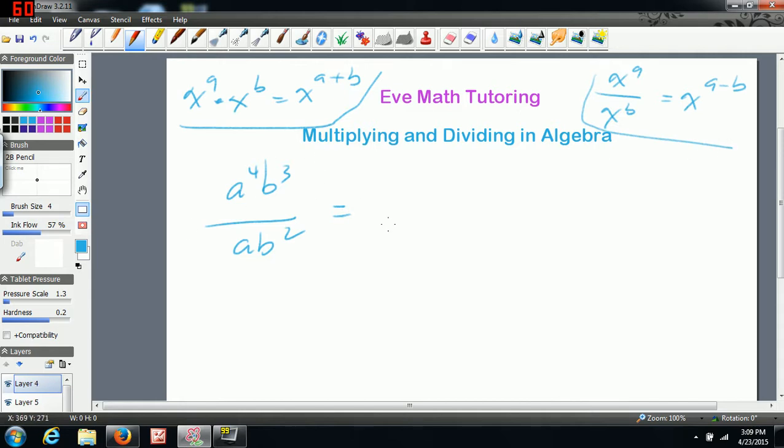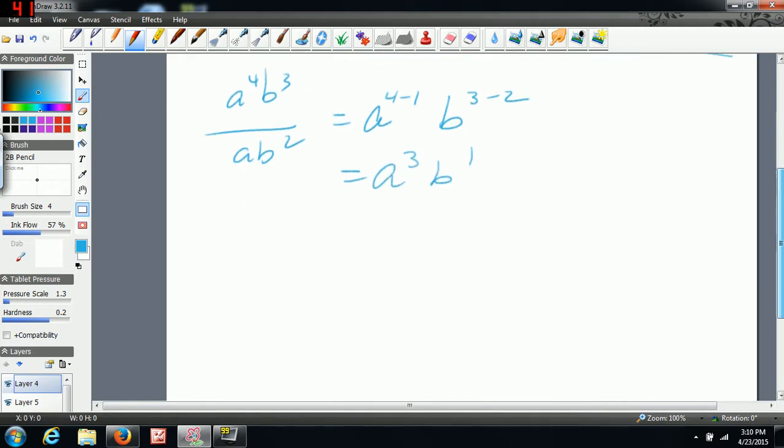So in this case, you just collect the a, and then the ones that are common. Now, if there's nothing written, there's always a 1. So this becomes 4 minus 1, and then this becomes b to the 3 minus 2. So it's kind of like the opposite rules of multiplying. Instead of adding, you start subtracting the exponents, okay? So then this becomes a to the 3 and b to the 1. And when there's a 1, we usually don't write the exponent, so that just becomes a to the 3 b.